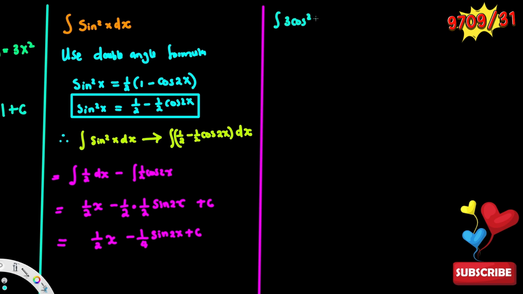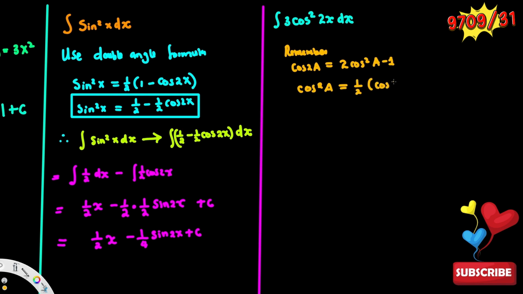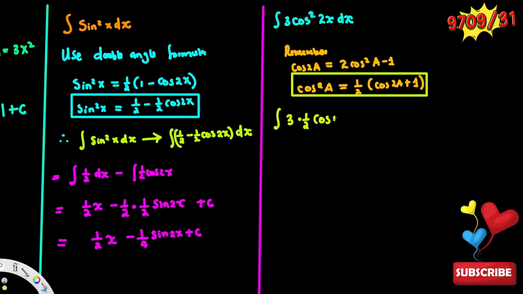Once you've understood that, can you try this one here? 3 cos squared 2x dx. If you remember, cos 2a can be written as such. So we can say cos squared a can be written as 1 over 2 times cos 2a plus 1. So we are going to use this to express that integral using the double angle.